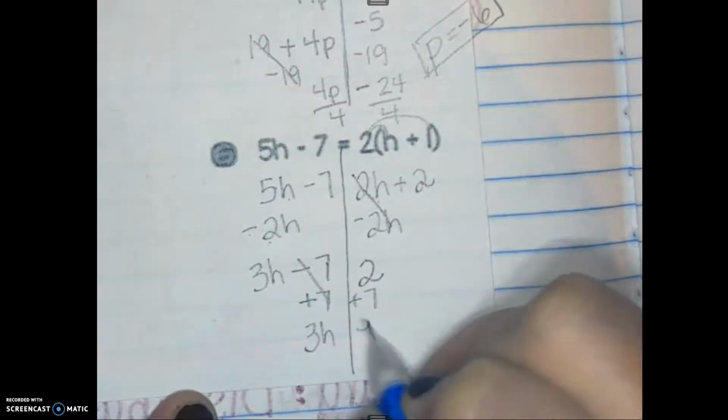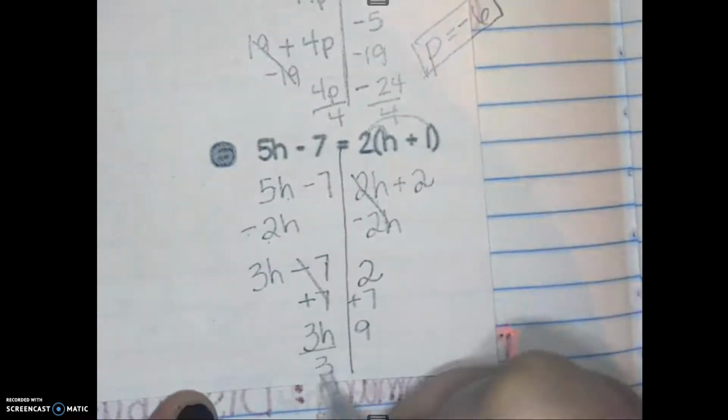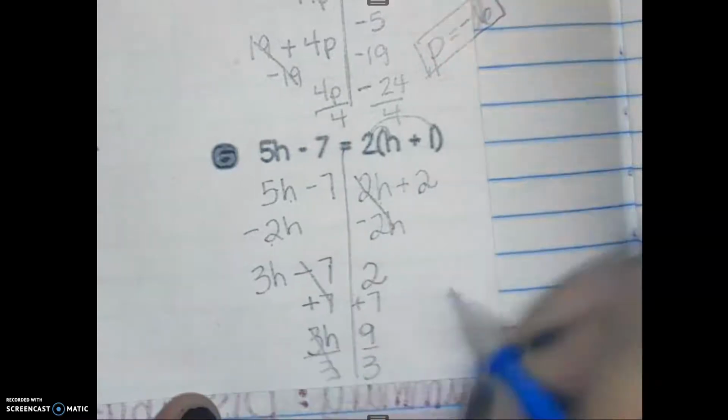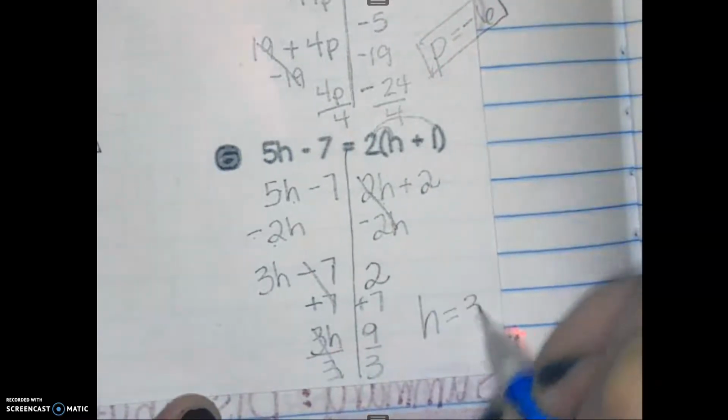Add 7 to both sides. Divide both sides by 3, and h equals 3.